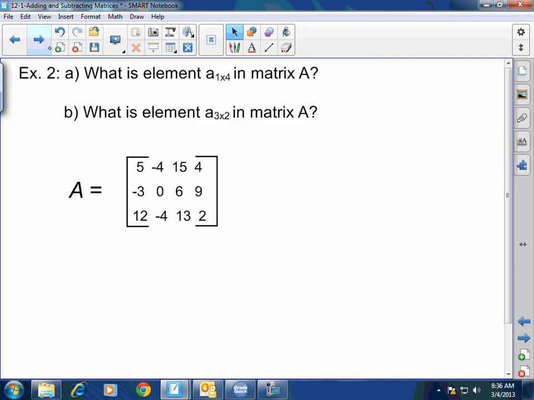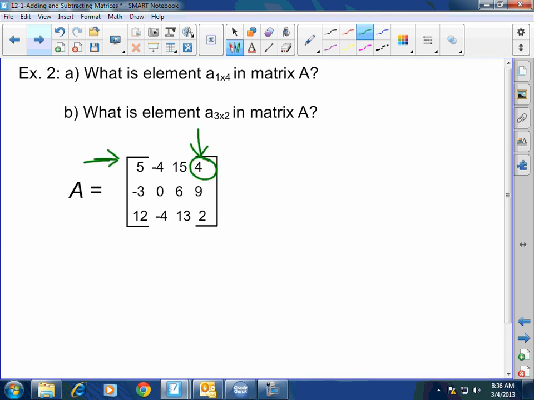Good stuff. Now, what is element 1 by 4 here? What is element 1, 4 here? 1 by 4. 4. Okay, row 1, column 4. We're talking about 4. Excellent. What would, we'll do it in blue, what would element A 3, 2 be? Okay, we're talking about row 3, column 2. We're talking about that right there, negative 4. Does that make sense, y'all?